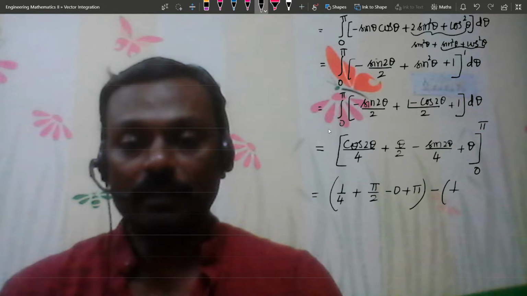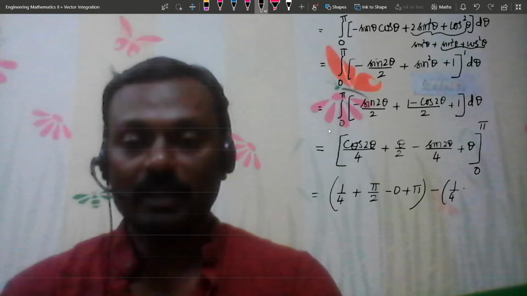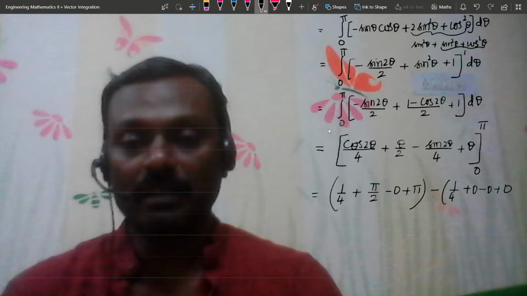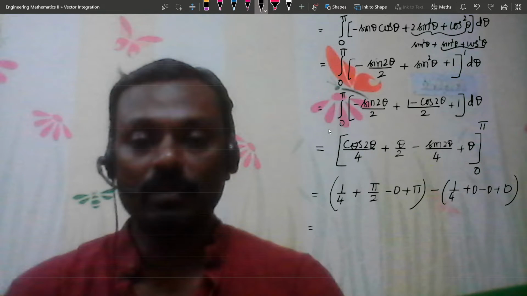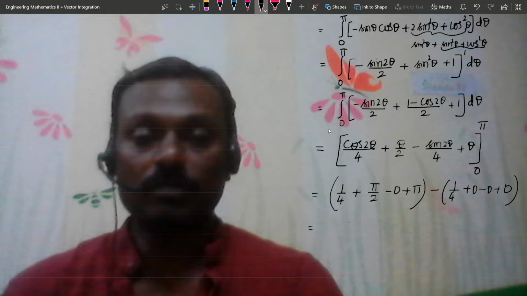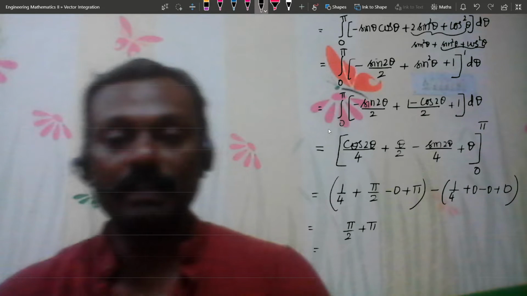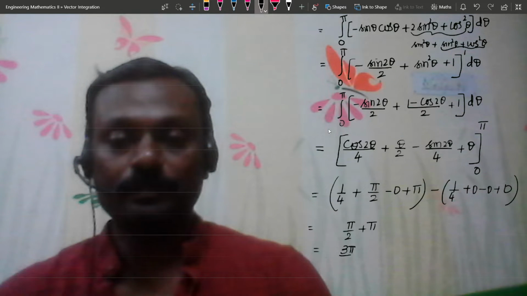limit, we know cos 0 is 1, and then giving theta 0 in place of theta, all other terms become 0, and here we have plus 1 by 4 minus 1 by 4 get cancelled, so the rest of the terms is just pi by 2 plus pi, which add up to give 3 pi by 2.